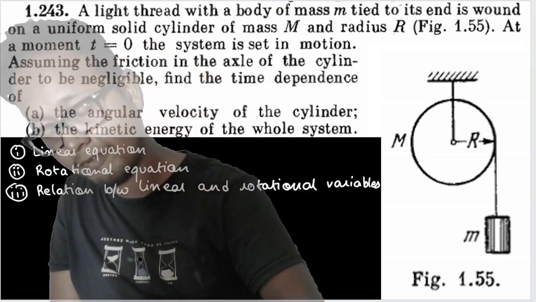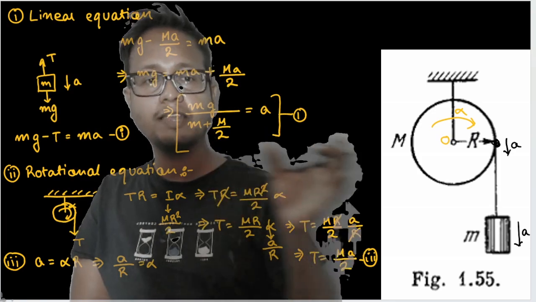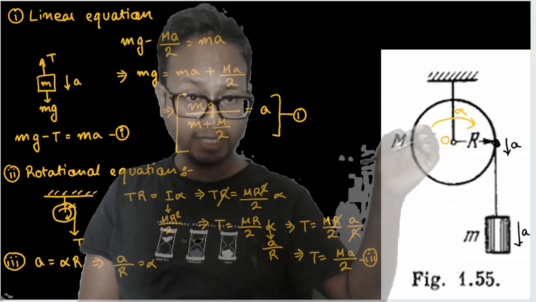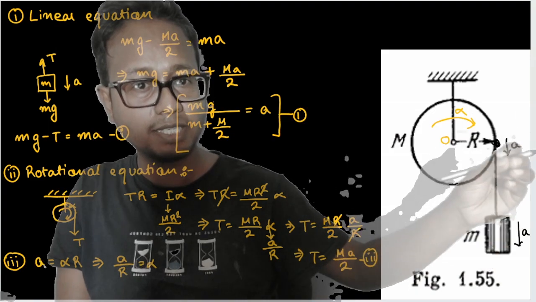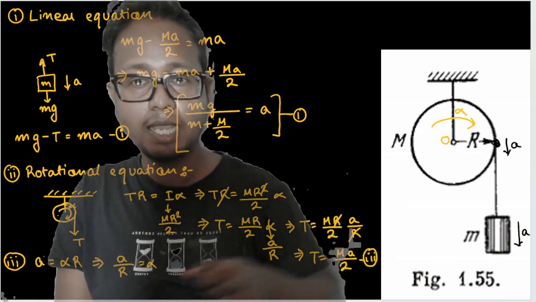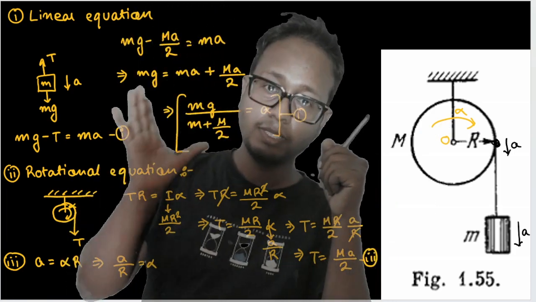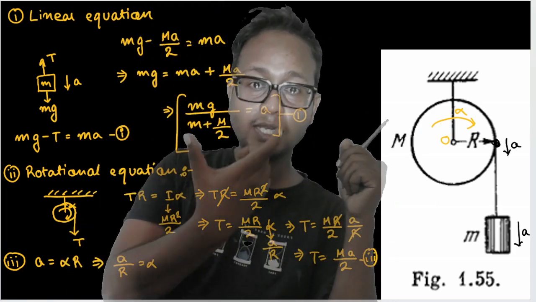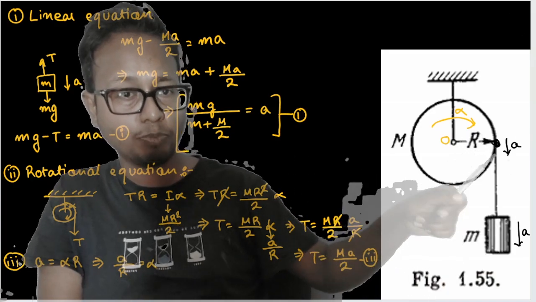So I found out the linear acceleration of the cylinder. From this A, I can find out the angular velocity of the disk. How? If I find out the linear acceleration out here, I can find out the angular acceleration. If I know the angular acceleration, I can find out the angular velocity. So the linear acceleration of this block, and of this point, has been found out.